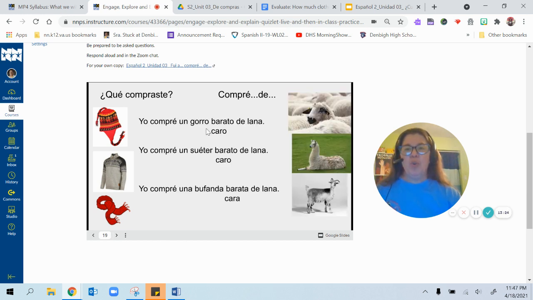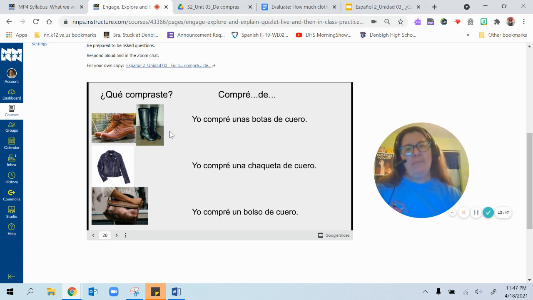Compré un gorro barato de lana. Compré un gorro caro de lana. Compré una bufanda barata de lana. Compré una bufanda cara de lana. Please pay attention to the spelling of suéter. ¿Qué compraste? What did you buy?